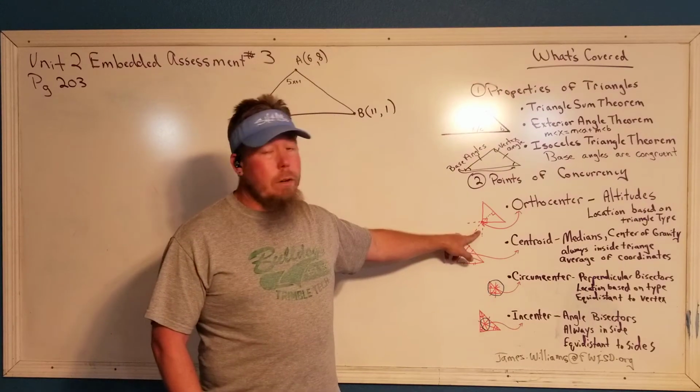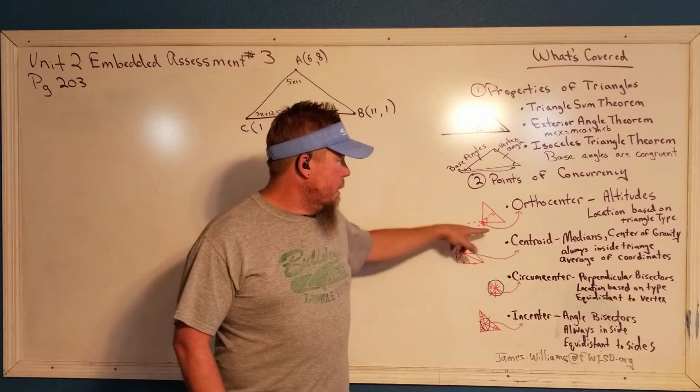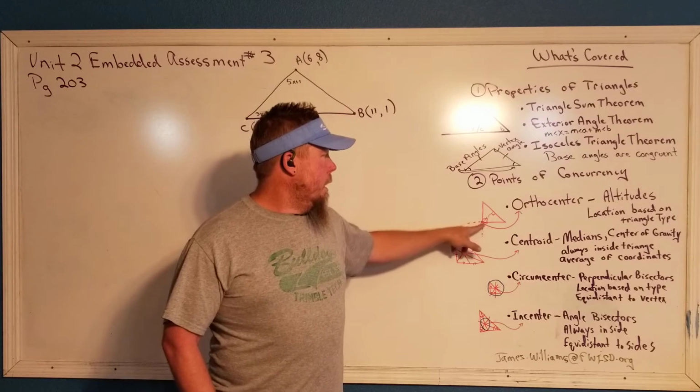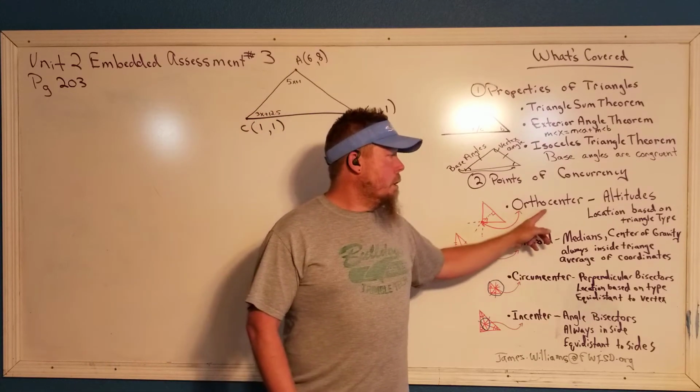So in this case, I drew a right triangle. Notice going from this vertex straight down would be perpendicular to this base. From this vertex straight over would be perpendicular. And then from this vertex straight over to the other side. And where they intersect is called the orthocenter.